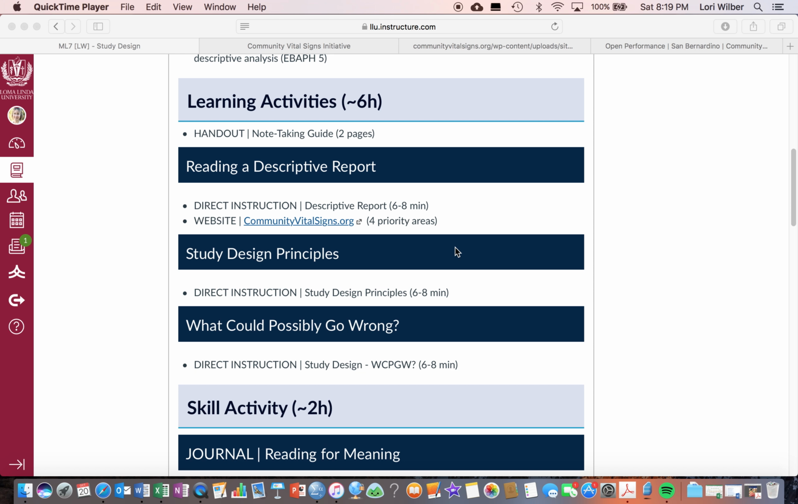Welcome to this introduction to one of the concepts, study design, that we will be focusing on this quarter. What I would like to do as we're getting started is highlight a descriptive report from the San Bernardino County Department of Public Health, and it's called Community Vital Signs.